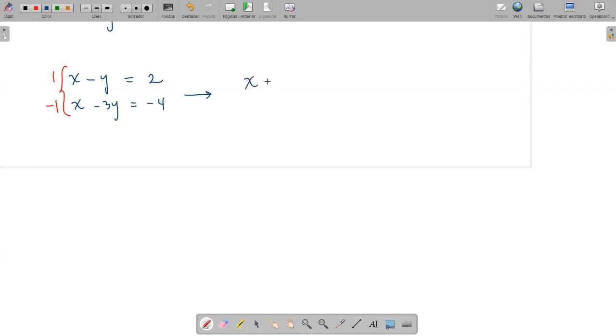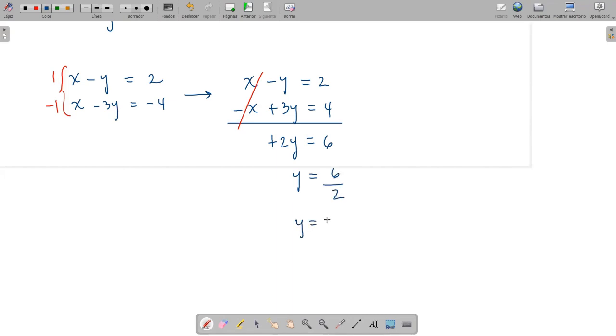We repeat the first equation because we have a positive 1. Minus 1 times x is minus x. Minus 1 times minus 3 is positive 3y. And minus 1 times minus 4 is positive 4. Okay, let's add or subtract here. The first column, we have plus 1, an invisible plus 1 here, and negative 1, 0. Minus 1 plus 3 is plus 2 because the bigger number was 3. And 2 plus 4, 6. Okay, isolating the y, we have 6 divided by 2 is 3.